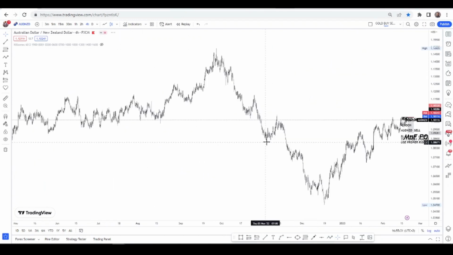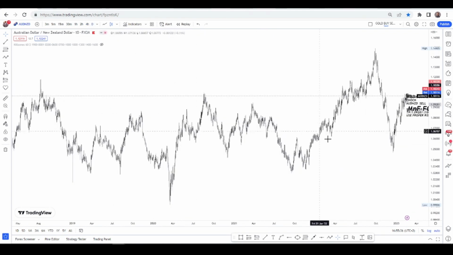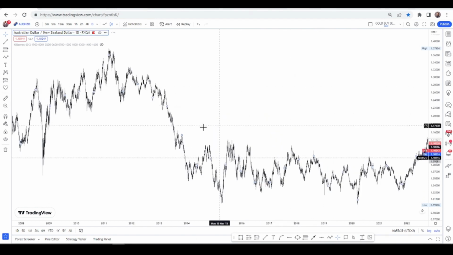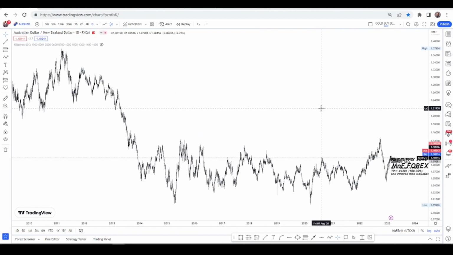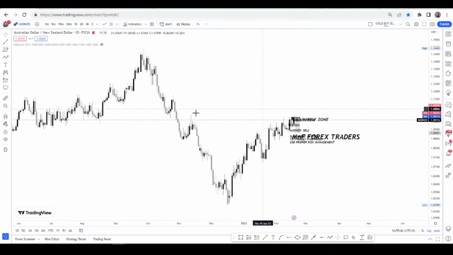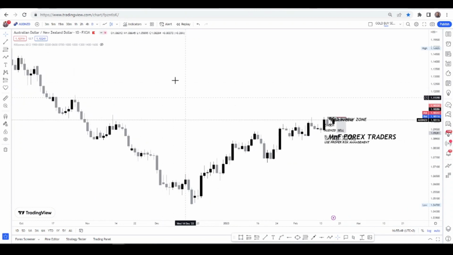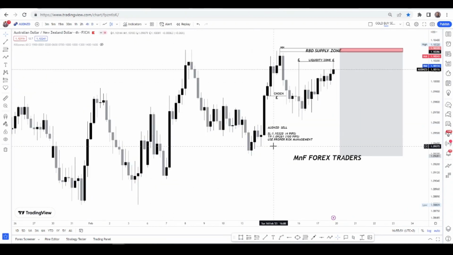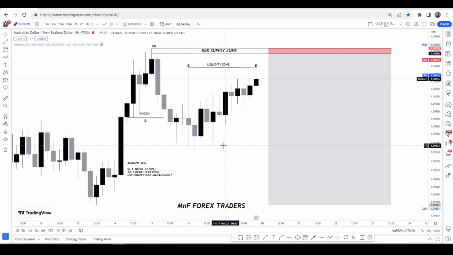So AUD NZD has been trending to the downside for the longest time. Okay, so we've seen this downtrend, and then we see this market coming to this more like a retracement or a correction. And now we go to the 4 hour time frame. Can someone explain what is happening here? It's a rally base drop with a change of structure and then a compression to the top.